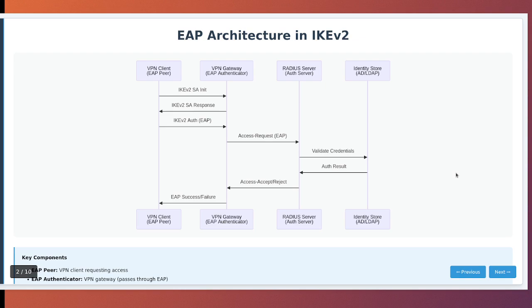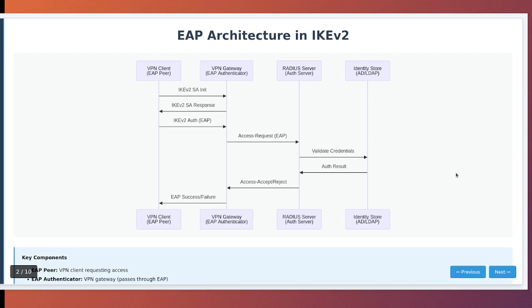This is brilliant because it means IKEv2 does not need to understand every possible authentication method. It just needs to understand EAP. In the traditional IKEv2 authentication flow, the client and server exchange certificates or pre-shared keys directly. With EAP, IKEv2 becomes a transport for EAP messages. The VPN gateway typically acts as an EAP authenticator, passing messages between the VPN client, the EAP peer, and an authentication server, usually RADIUS. Here's where it gets interesting.